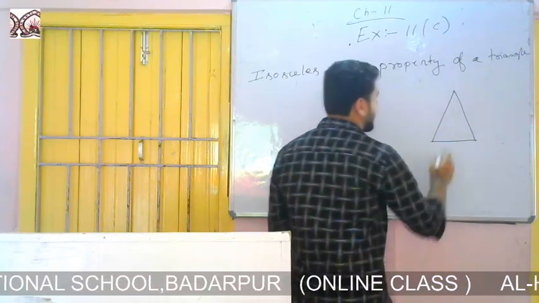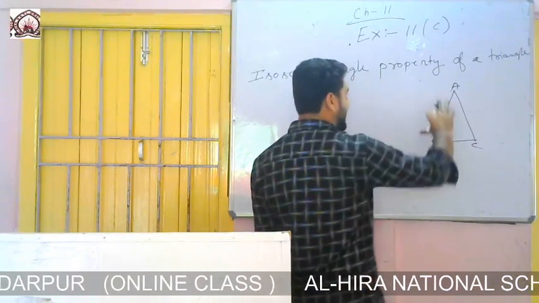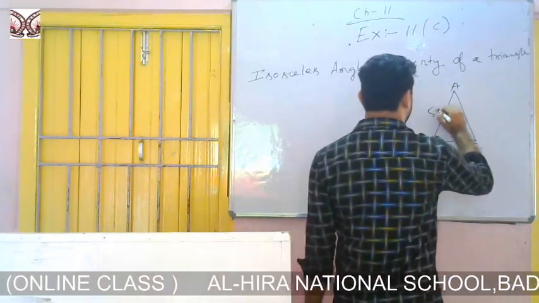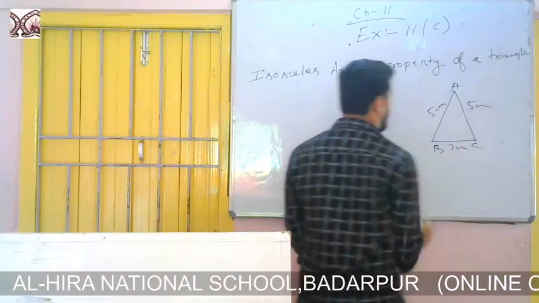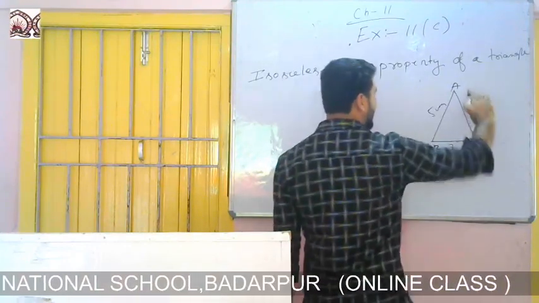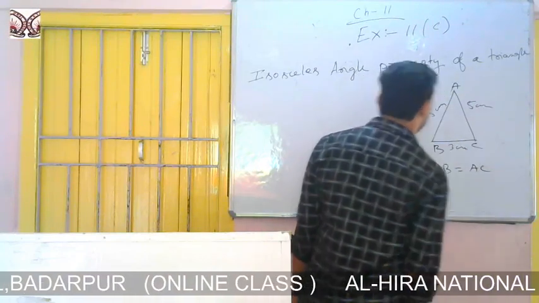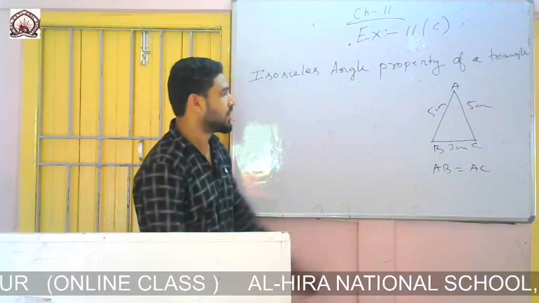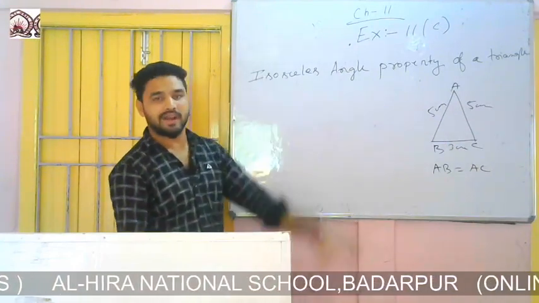Here you see A, B, C. Here you can see that AB equals AC. Suppose this is 5 centimeter, this is 5 centimeter, and this is 3 centimeter. So from the measurement also you can see that AB equals AC. And do you know that the triangle in which two sides are equal is called an isosceles triangle.